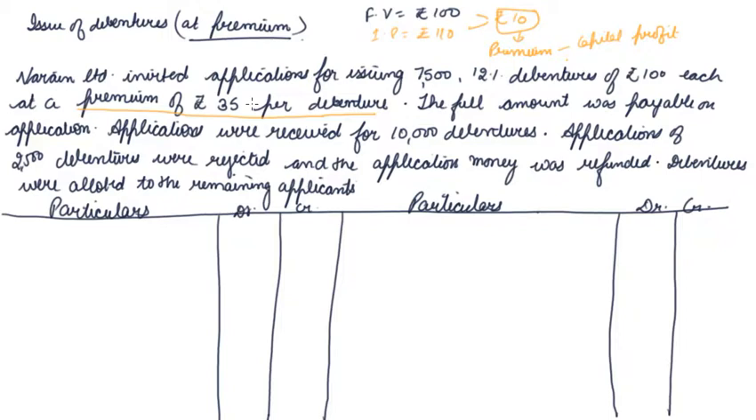The full amount was payable on application. Applications were received for 10,000 debentures. Applications for 2,500 debentures were rejected and the application money was refunded. Debentures were allotted to the remaining applicants. First of all, the face value of the debenture is 100, whereas the issue value is 135, as they have issued at a premium of rupees 35 per debenture.